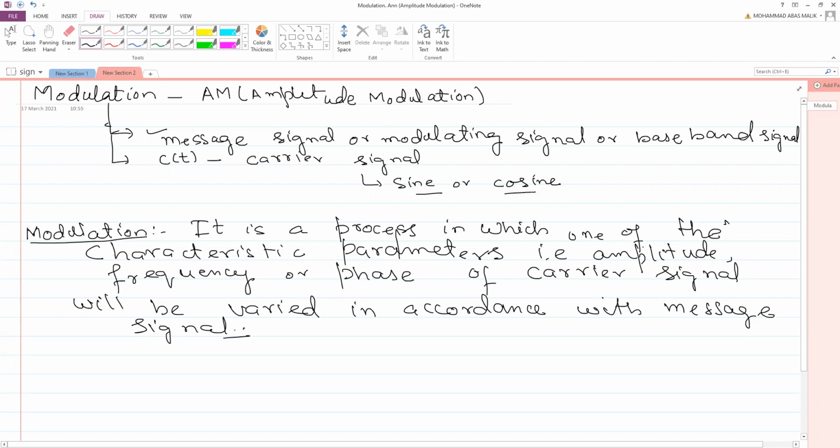Anybody having confusion about this definition, or any query, please tell me. Then we will proceed to our topic, amplitude modulation. Tell me. No, sir. Okay.